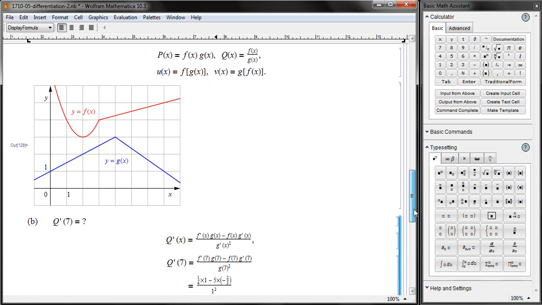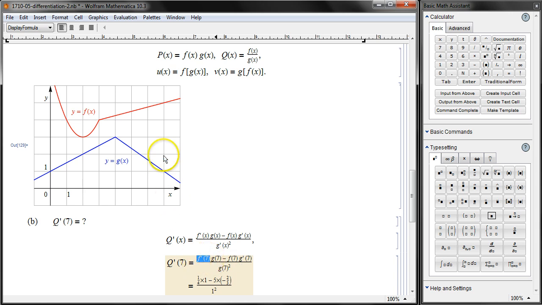Okay. Looks like I'll have to be satisfied with this much. I cannot put everything in the same viewing window. This is q. So upon taking the quotient rule, we get that expression. Plug in x equal to 7, we get that. Now, what is f prime of 7 in this quantity?